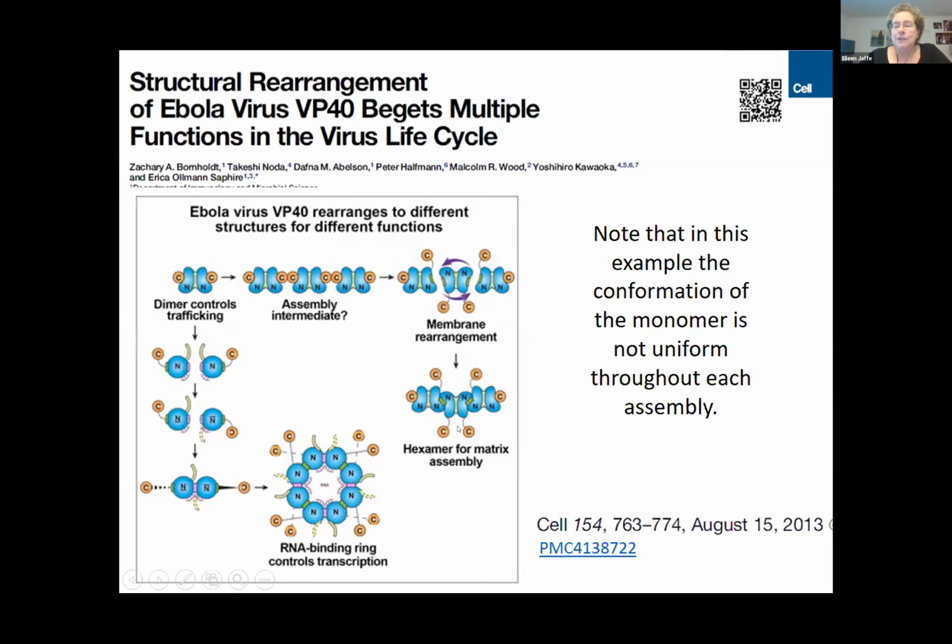Well, this languished for a while until 2013, when the Ullman Sapphire lab finally showed another protein that behaves in this way, and this is the VP40 protein of the Ebola virus. In the VP40 protein of the Ebola virus, there are at least 3 different assemblies with 3 different functions, and we'll hear a little bit more about this later today. But you note that the example here shows that the conformation of the monomer within a given assembly may not be uniform throughout the assembly. So that's even a further level of complexity than what we had seen.